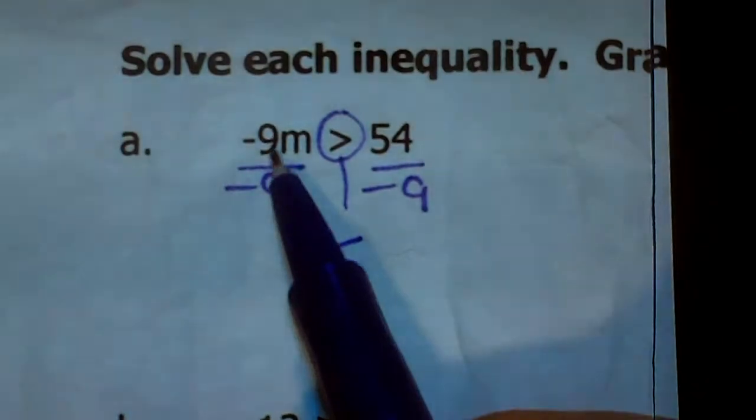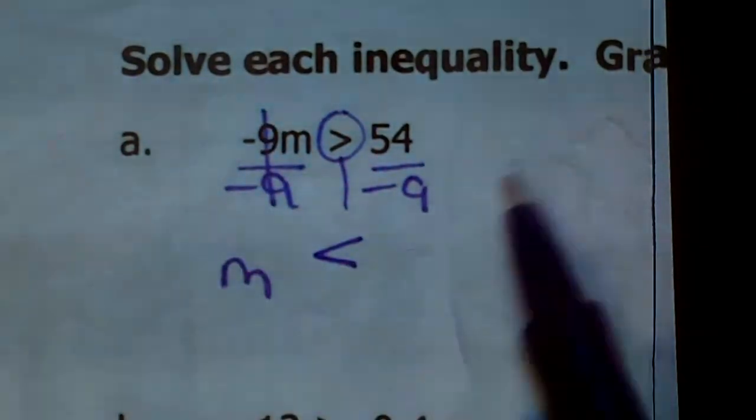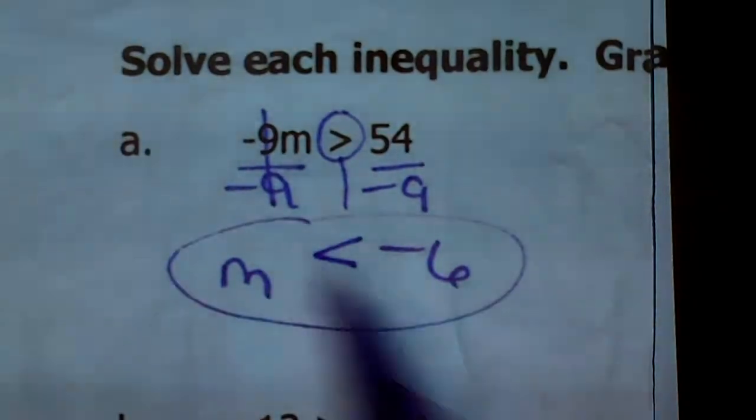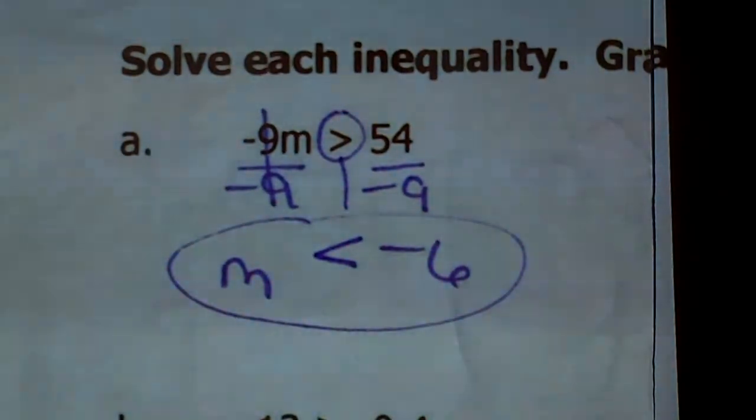So negative 9 divided by negative 9 is 1. m is left alone, and 54 divided by negative 9 is negative 6. So instead of saying m is greater than negative 6 and bringing down the sign, because you divided by a negative, we have to switch the symbol so that the inequality still remains true.